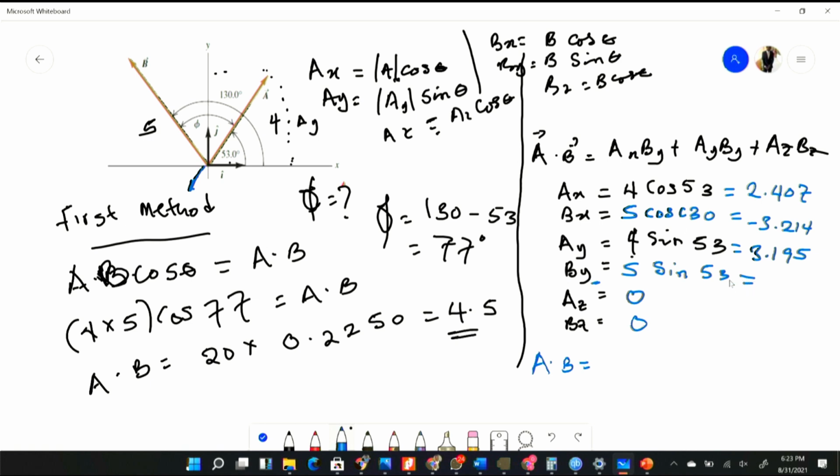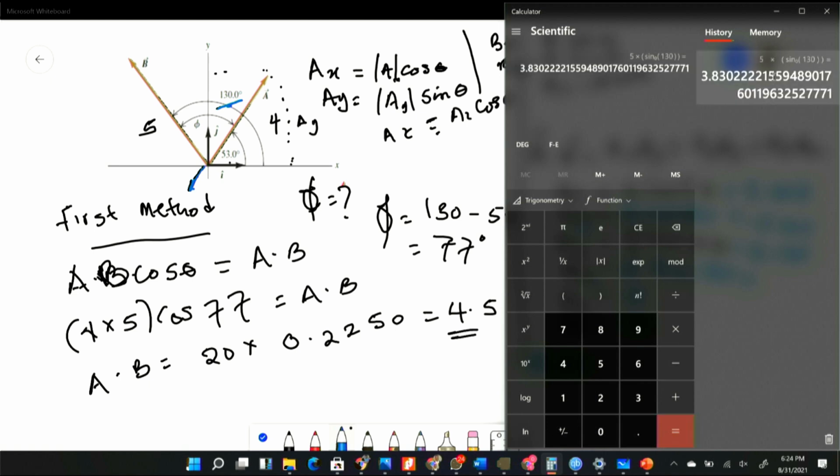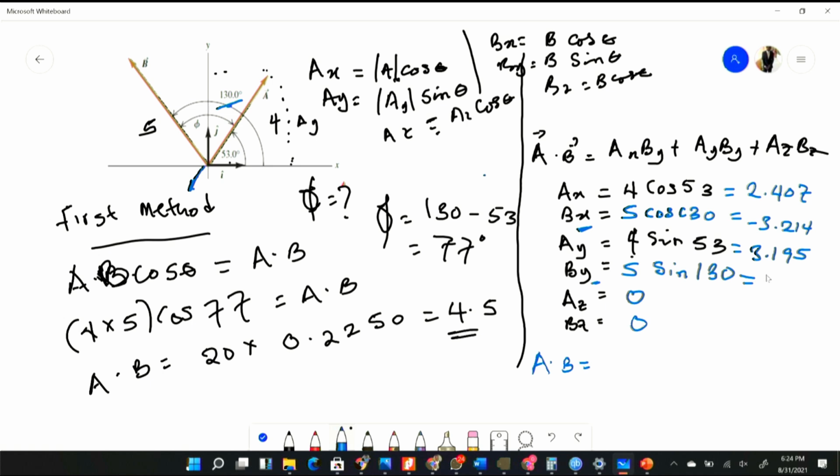And what is 5 sine 53? We don't have 5 sine 53 because the angle that B makes with the x-axis is 130. So we have 130, just the same way we calculated for BX. 5 sine 130. So we have 5 times sine of 130. Then our final answer is 3.83. So that is 3.83.